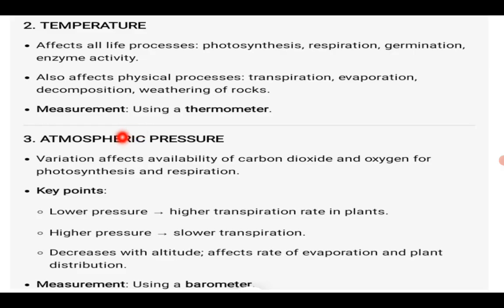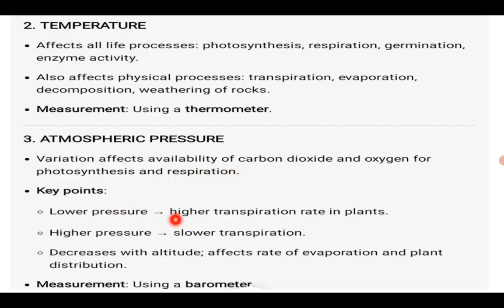Another abiotic factor is atmospheric pressure. Remember that atmospheric pressure is simply the weight of air acting on the earth, on the ground. It's called atmospheric pressure. So variation of atmospheric pressure affects the availability of carbon dioxide and oxygen for photosynthesis and respiration. Carbon dioxide for photosynthesis, oxygen for respiration.